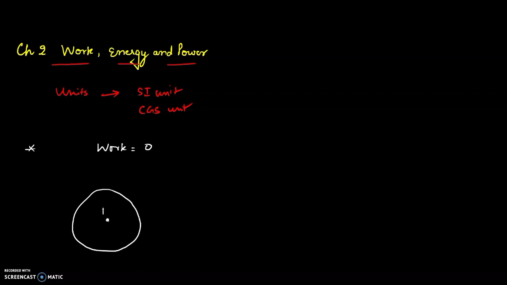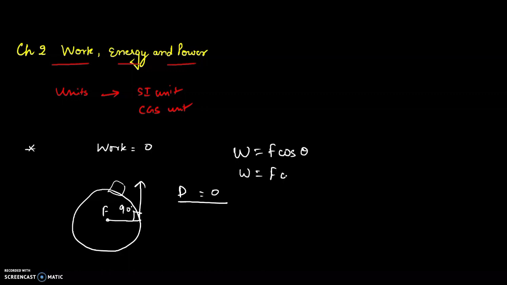In this case, see, here it is 90 degree and the displacement here will be 0. Example, a satellite is there, it's revolving around Earth. So you can see it has come to its original position, so the displacement will be 0, and you can see it is making an angle of 90 degree to the force, and the formula is F cos theta, right? So F cos 90, that is equal to 0.